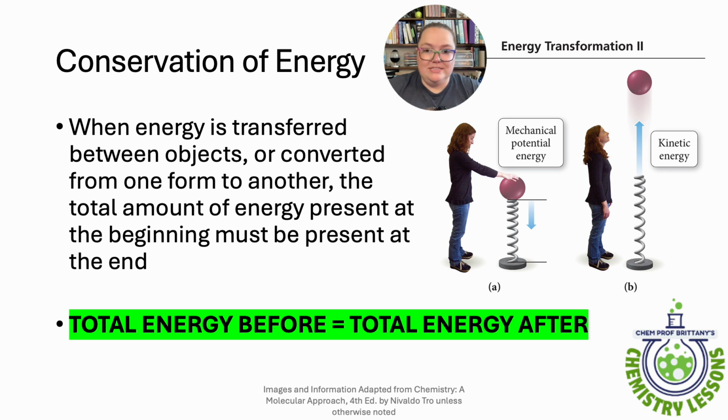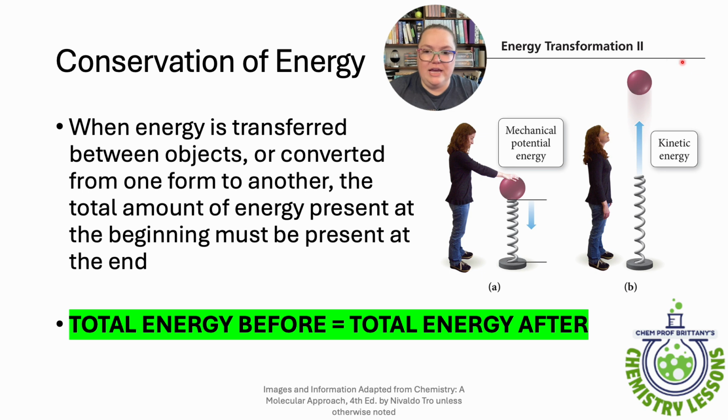It's very important that you remember the total amount of energy before is equal to the total amount of energy after. When energy is transferred between objects or converted from one form to another, the total amount of energy present does not change. So here, it might look like this ball has no energy. That's not true. It has mechanical potential energy because it's being pushed down on this spring.